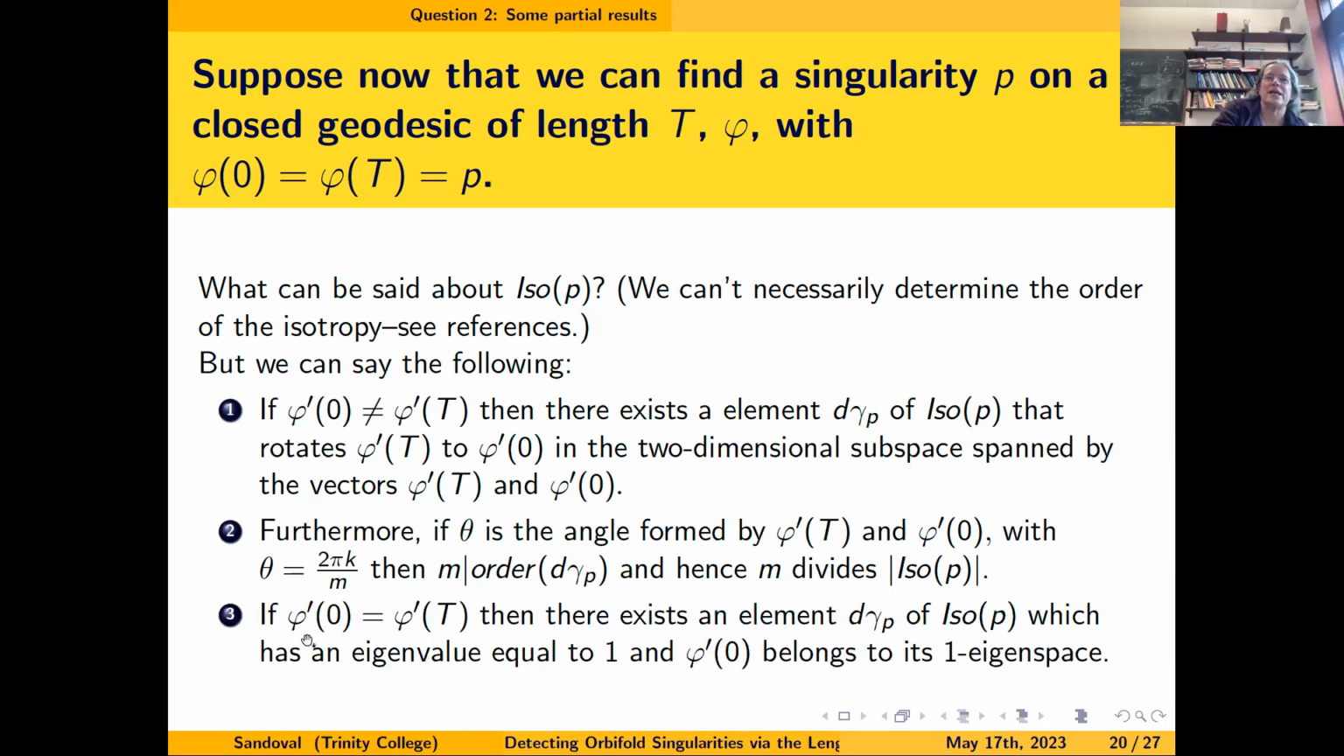We also could say that if it happens to smoothly close at this point, which we now know is a singularity, then there exists an element of the isotropy group which has eigenvalue equal to 1 and phi prime of 0 belongs to its one eigenspace. Okay. So we're assuming we've found the singularity, and maybe we have another geodesic that closes up smoothly there. This is what we could say.